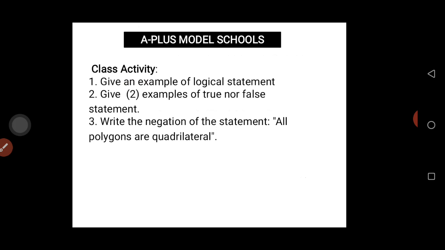So by the end of the class, I believe you should have been able to know what we call negation, conjunction, disjunction, implication, and biconditional statement. Don't forget, negation is the opposite. Conjunction is denoted by and, and disjunction is denoted by or. Implication is if P then Q, and biconditional is if and only if.